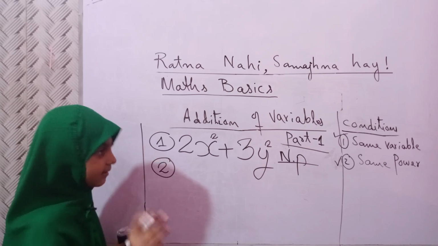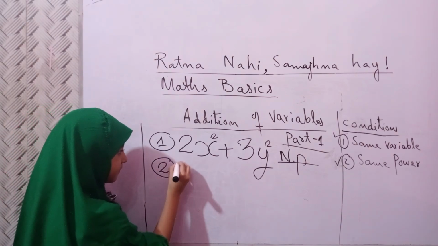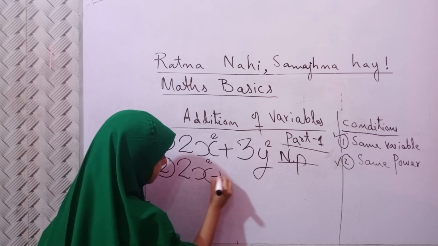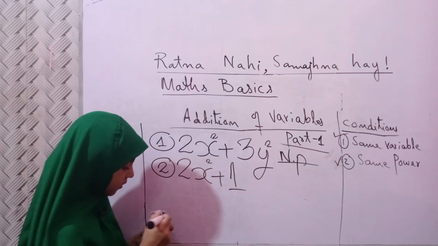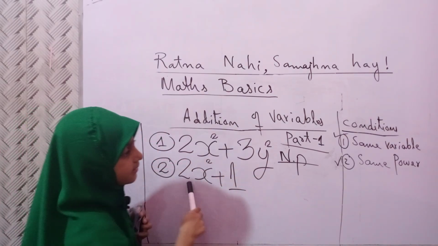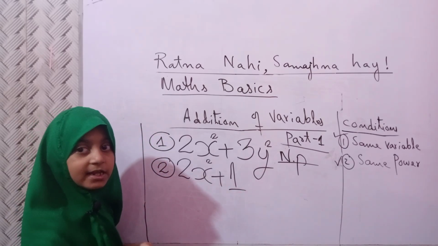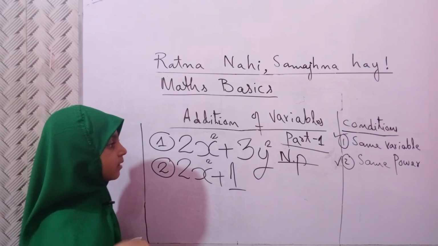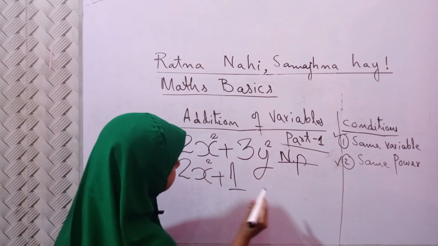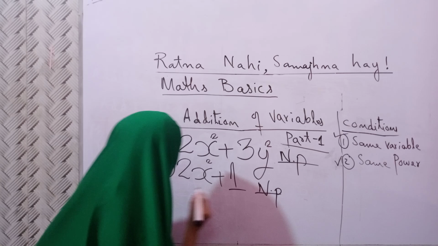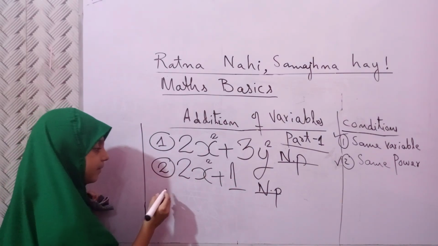Now second question. Second example. Look, now we will see the same variable. There is no variable. It means simply it cannot be done. It is an answer. That means not possible. Now third example.